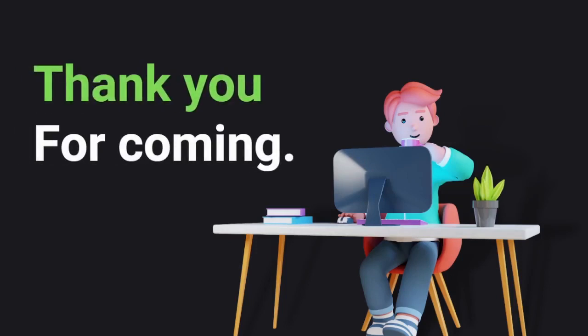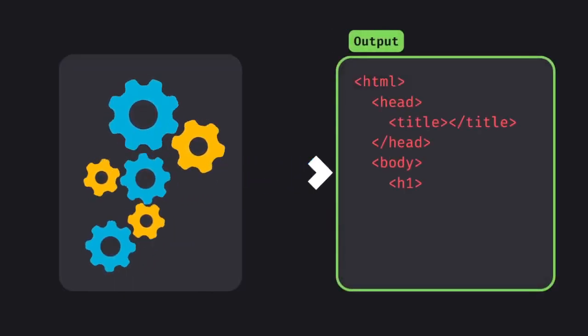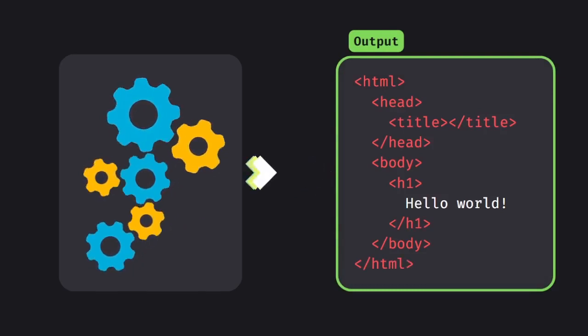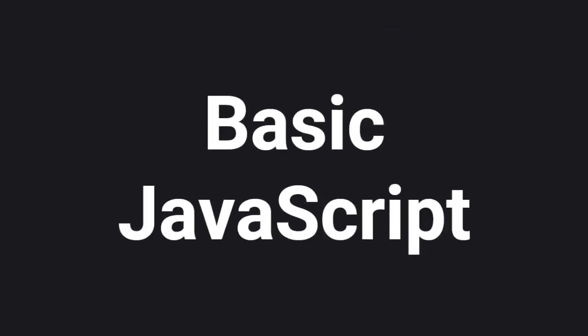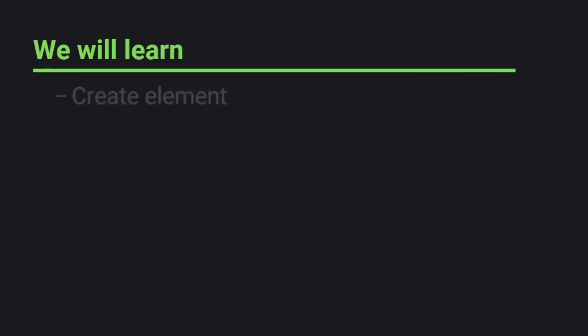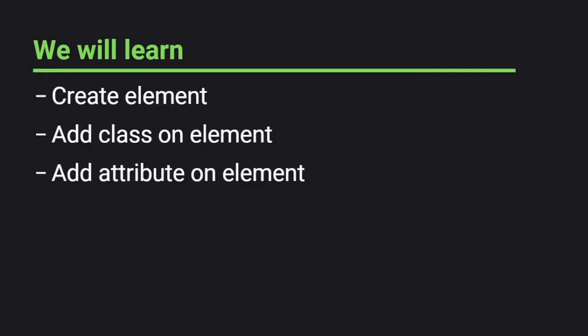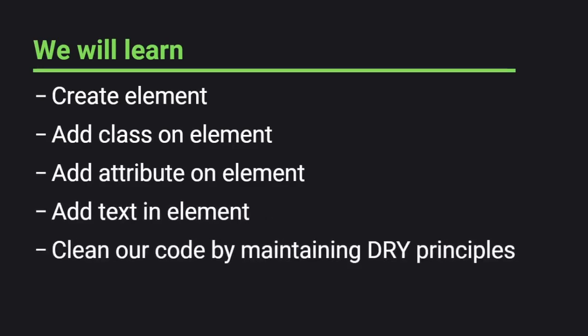Today I'm here with JavaScript tips, and I'm going to build a machine that creates any HTML elements. We use JavaScript basics to develop this machine, so we don't need to be an expert in JavaScript to build this. This tutorial will teach you how to create an element, how to add classes and attributes on an element, how to add text in an element, how to clean our code by maintaining DRY principles, objects, arrays, and more.